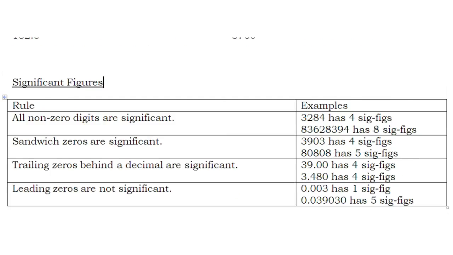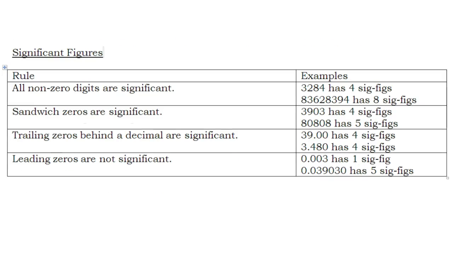When rounding with significant figures, we have a set of rules that helps us determine if a digit is significant. The first rule is that all non-zero digits are significant. So the number 3,284 has 4 sig figs. The number 83,628,394 has 8 sig figs. Every one of those digits is significant. None of those digits are 0.